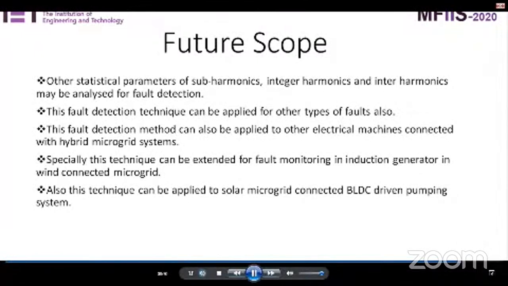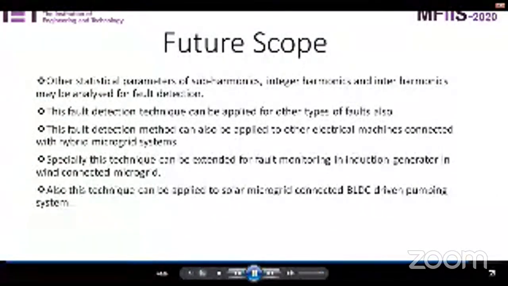Future scope. We believe that this paper has wide scope for future extension, particularly in grid connected systems. For fault detection, other statistical parameters of subharmonics, integer harmonics and interharmonics may be analyzed. This fault detection technique can be applied for other types of faults also. This fault detection method can also be applied to other electrical machines connected with hybrid microgrid systems.